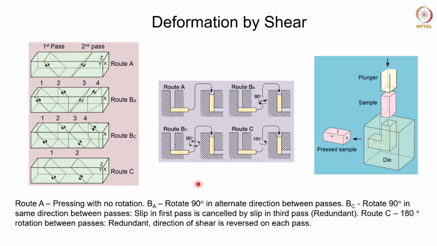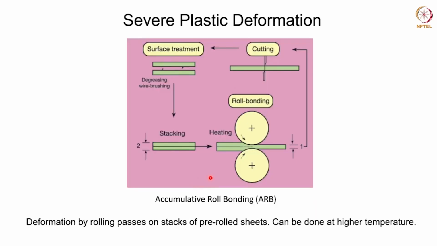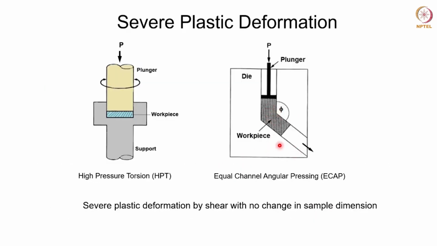This one. So this is severe plastic deformation, or SPD, by shear. You can see the die has a particular angle between these two ends, the end in which the workpiece is inserted and the end through which it comes out. So there is a particular angle between these two parts of the die.